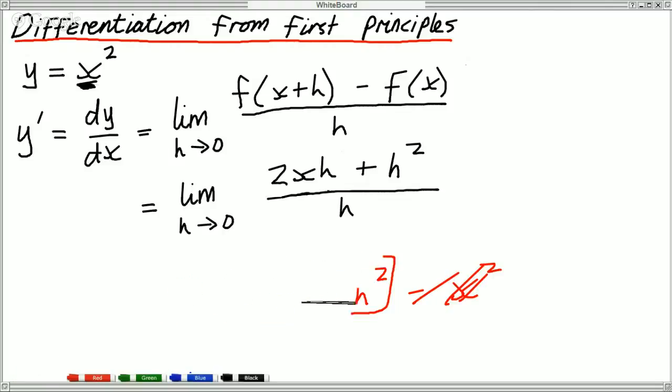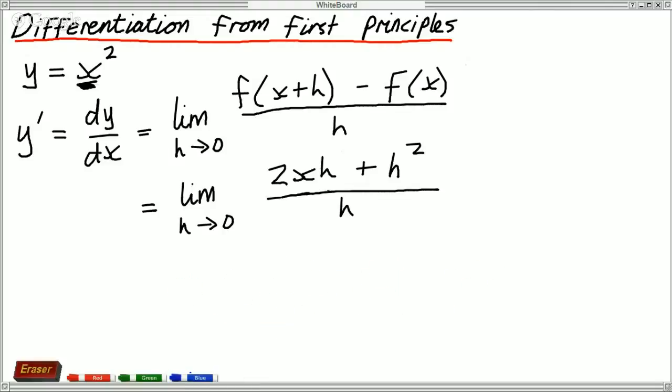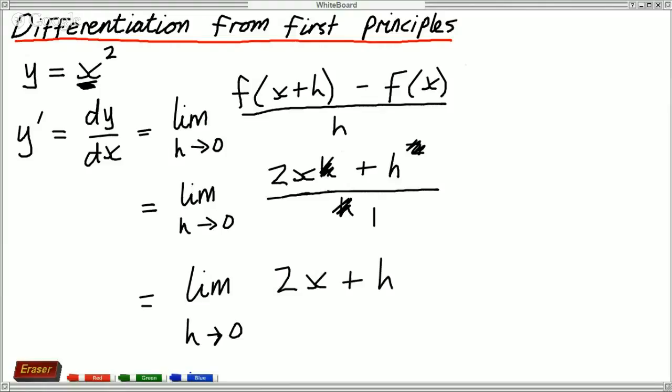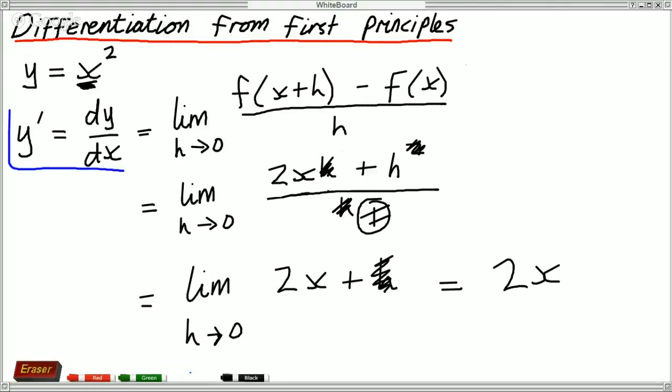Okay, so now if we factor out an h and cancel it down, we'll just have a 1 in the denominator. So we end up with the limit as h approaches 0 of 2x plus h. We don't have to worry about the 1 in the denominator. And now we can substitute in h equals 0. So that will just become 0, and this whole thing will equal 2x. So our first derivative is equal to 2x.